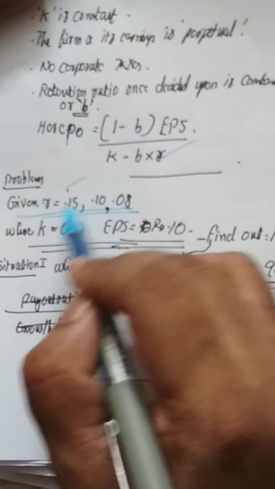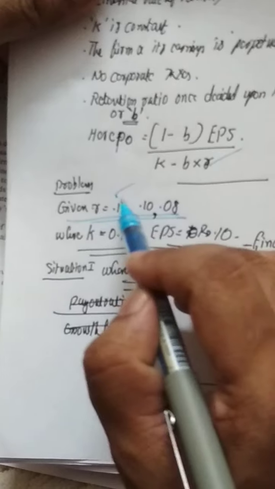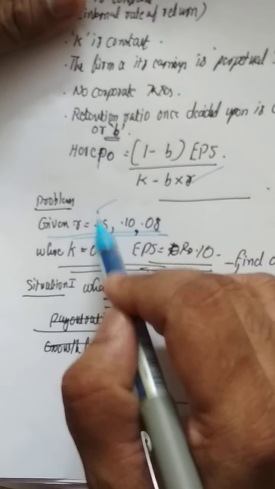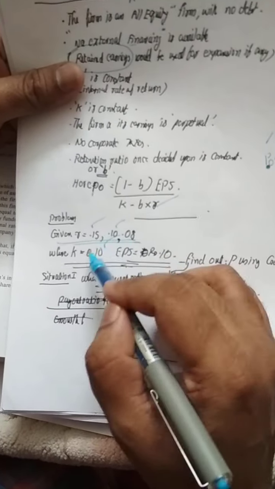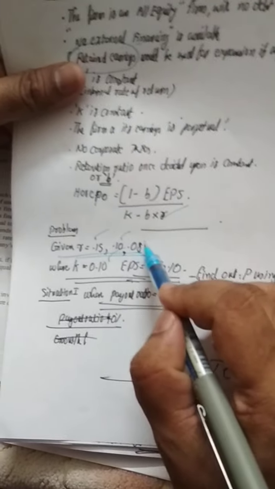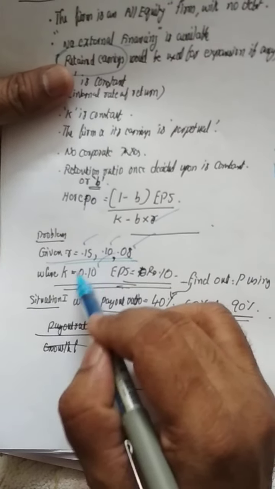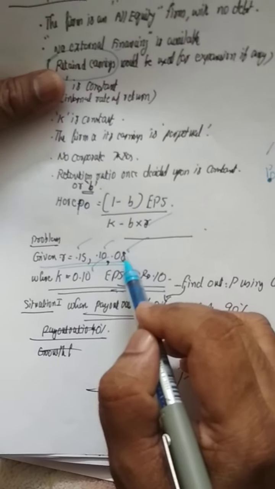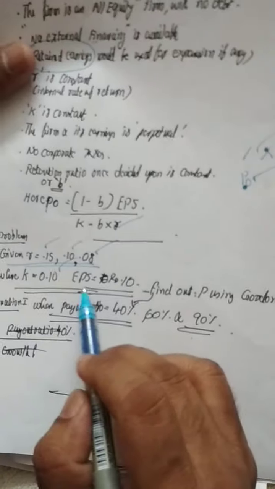Growth firms are where R is higher than K, which is also given. K is 0.1, and R is higher than K, which is a growth firm. R is equal to K is a normal firm. R is less than K, for example R is 0.08, which is less than K, 0.1, is known as a declining firm. These 3 situations are given in the question.